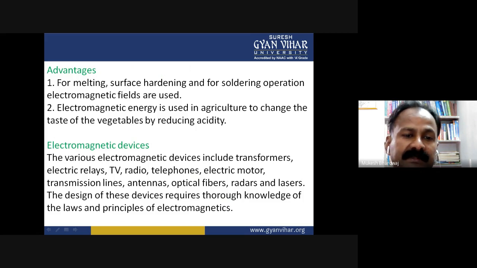Electromagnetic devices. The various electromagnetic devices include transformers, electric relays, TV, radio, telephones, electric motor, transmission line, antennas, optical fibers, radars, and lasers. The designs of these devices requires thorough knowledge of the laws and principles of electromagnetics.